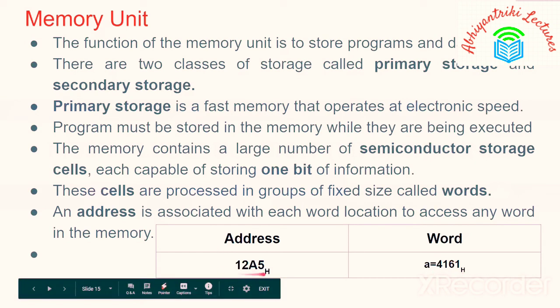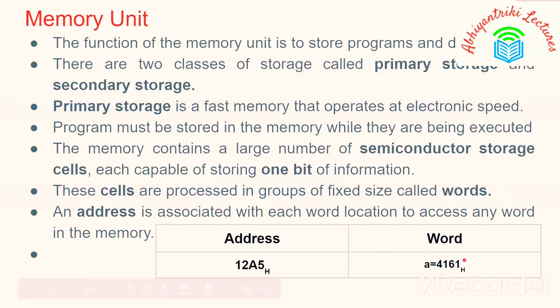If the processor wants to read this 4161H, it has to send this address 12A5, and only then can it fetch this particular data. This is a data word. Word length may vary from 16 bits to 64 bits. It is not a fixed number; it depends on the machine.